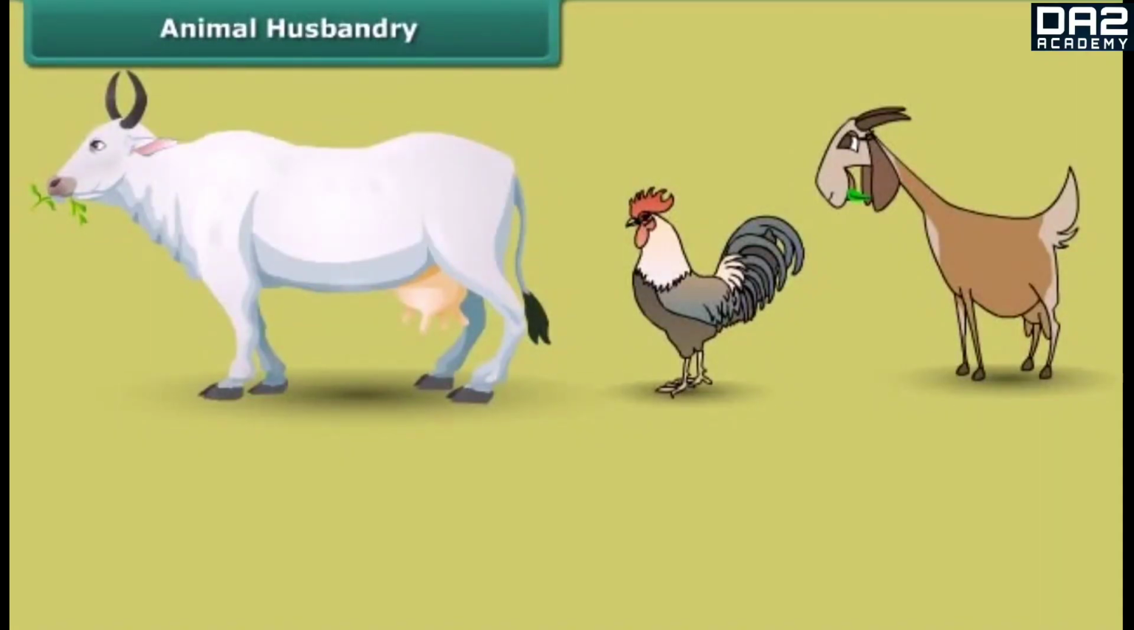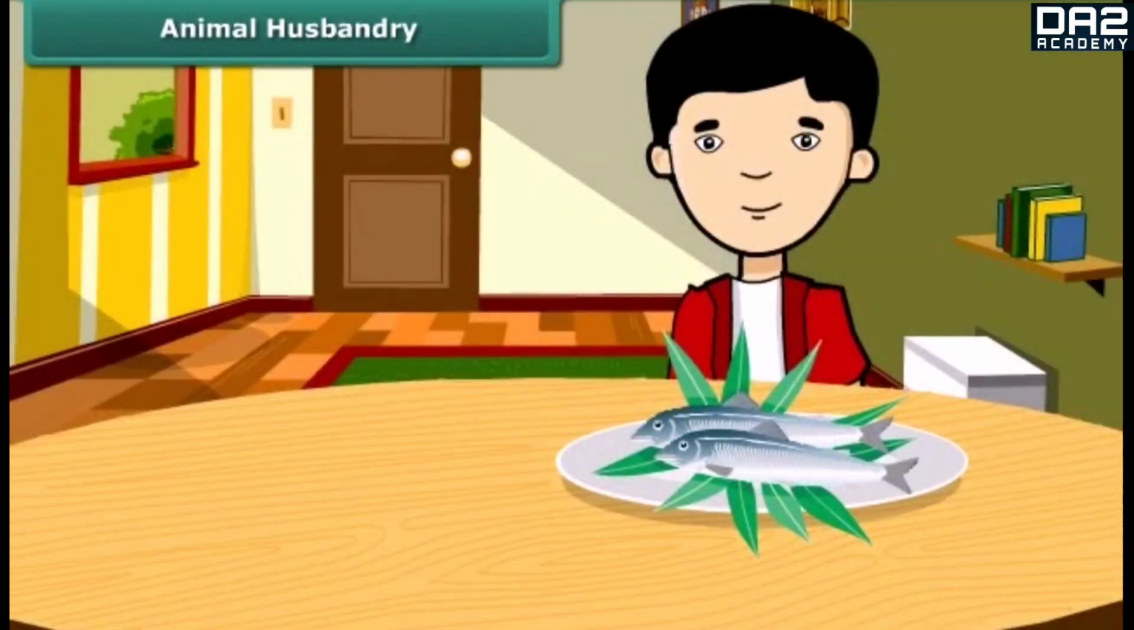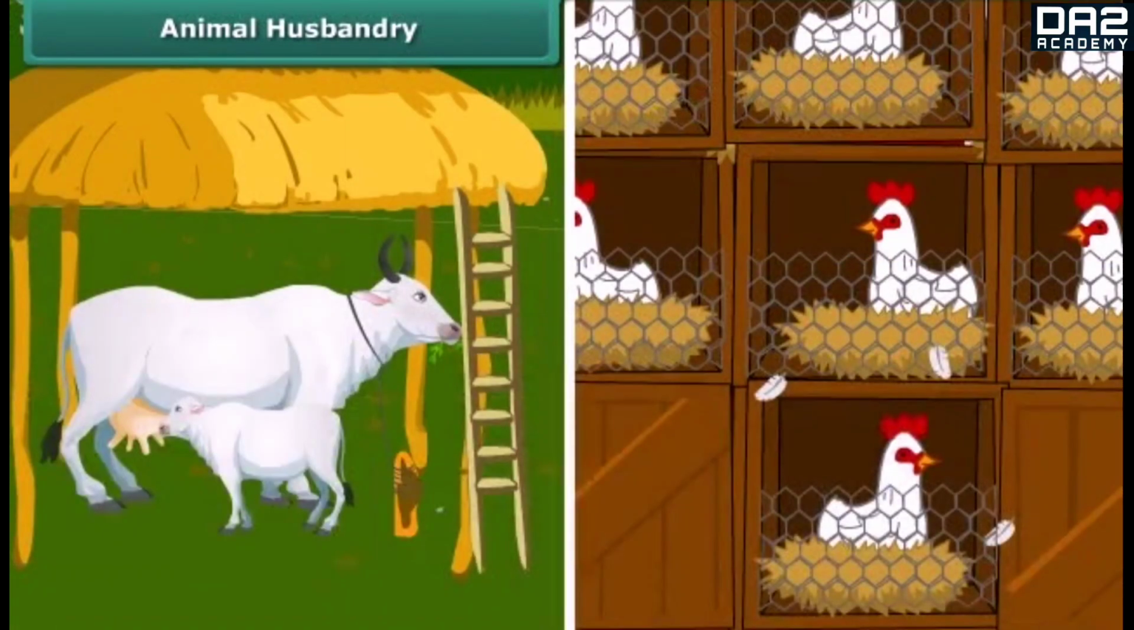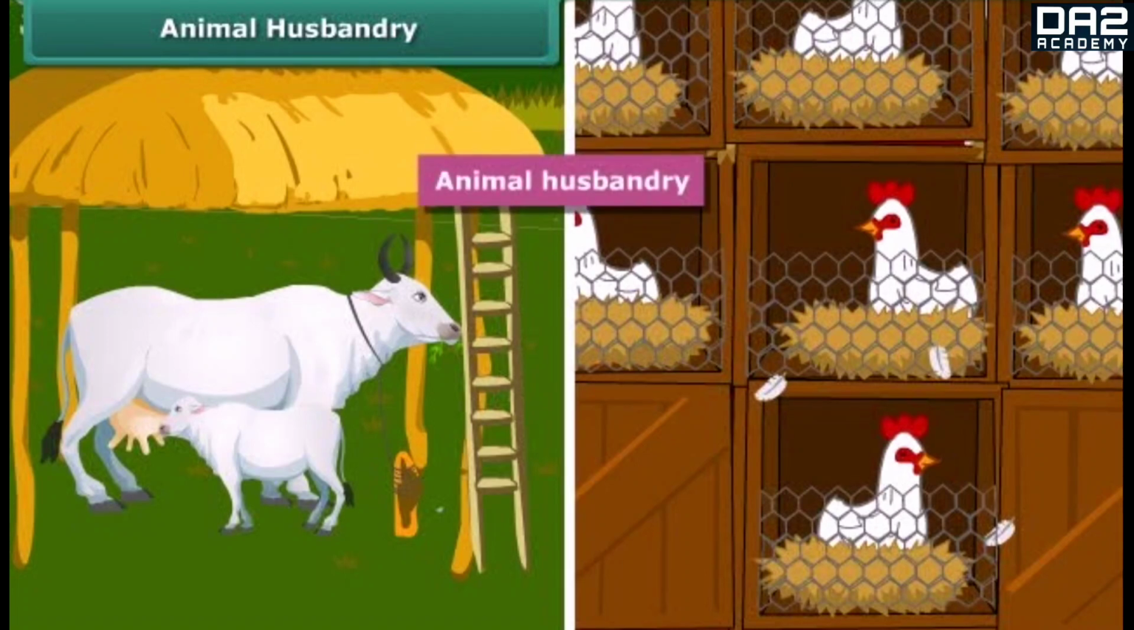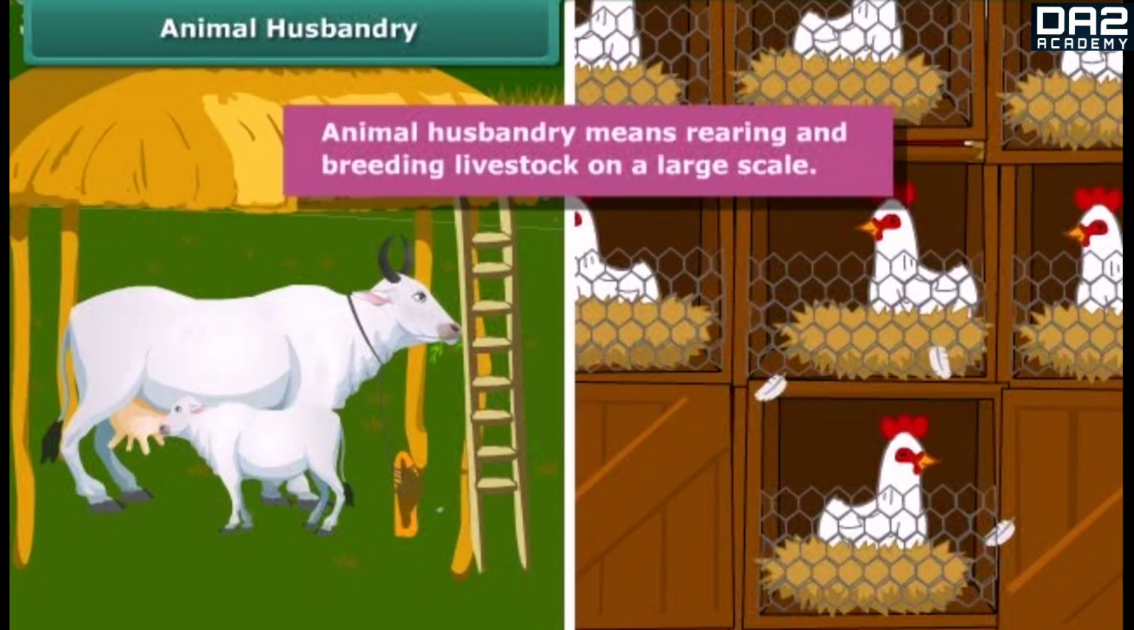Friends, do you know, like plants, animals also provide us with different kinds of food. Many people living in coastal areas consume fish as a major part of their diet. You will be surprised to know that just like the process of crop production, animals are also reared at home or in farms. They are provided with proper food, shelter, and care so that they provide us healthy food to eat. This process is called animal husbandry. In other words, we can say that animal husbandry means rearing and breeding livestock on a large scale.